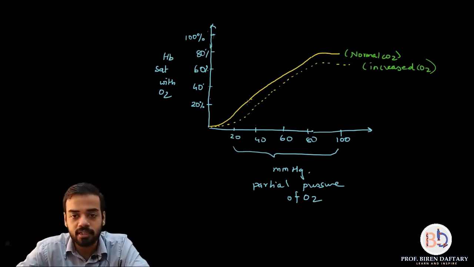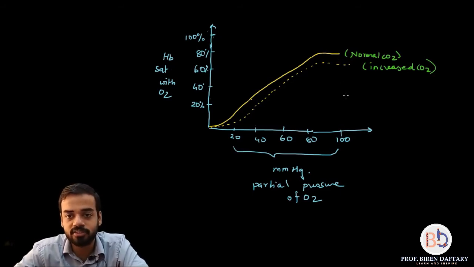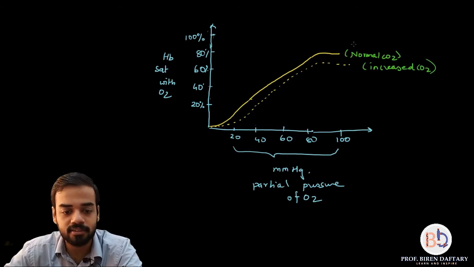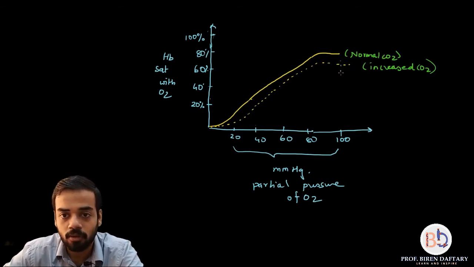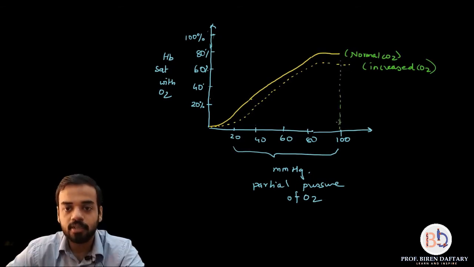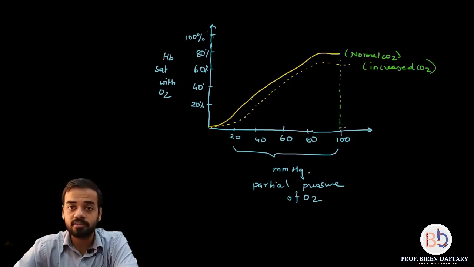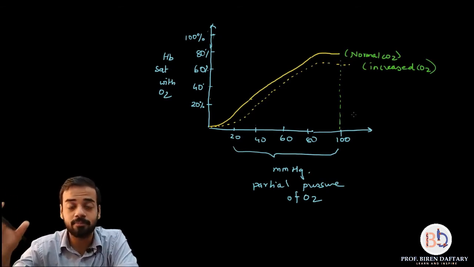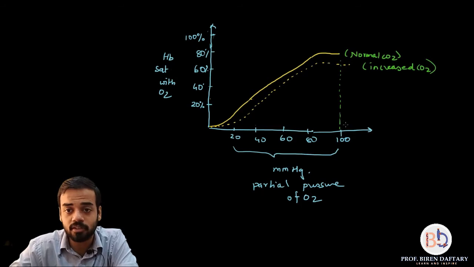Because, let us take the same examples. Now let us take this example. Let me just draw a perpendicular so that you understand. Now I am taking 100 millimeters of mercury partial pressure of oxygen. Now if you see the saturation values over here, for the original graph the saturation was almost up to approximately 90%, correct?